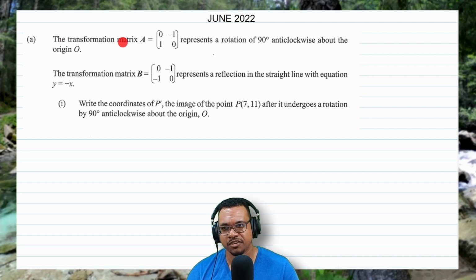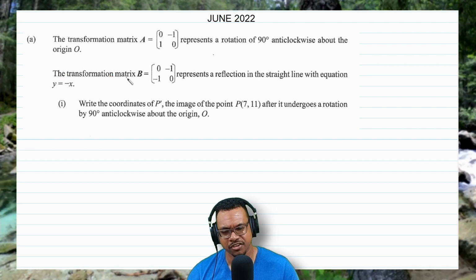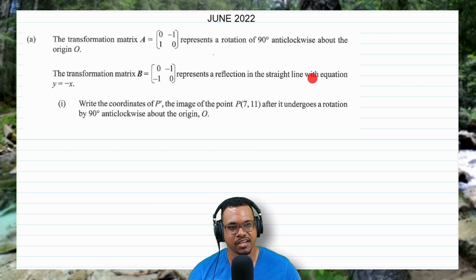We have the transformation matrix A, which is 0, -1, 1, 0, which represents a rotation of 90 degrees anticlockwise about the origin. And then we have the transformation matrix B, which is 0, -1, -1, 0, which represents a reflection in the straight line with the equation y = -x.